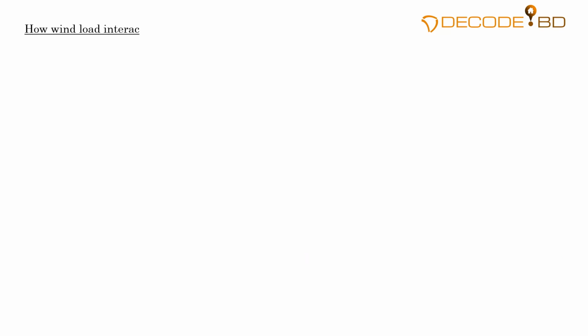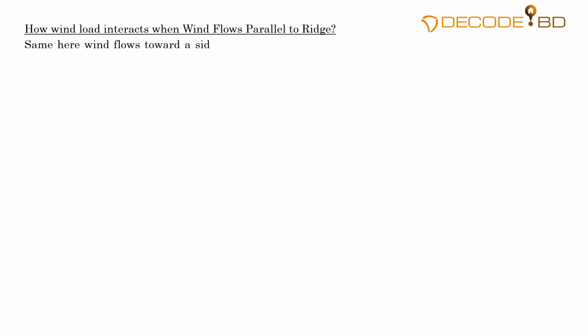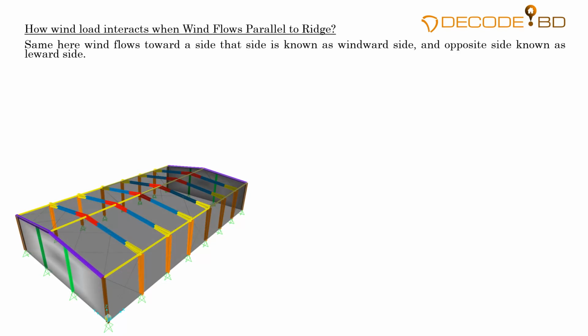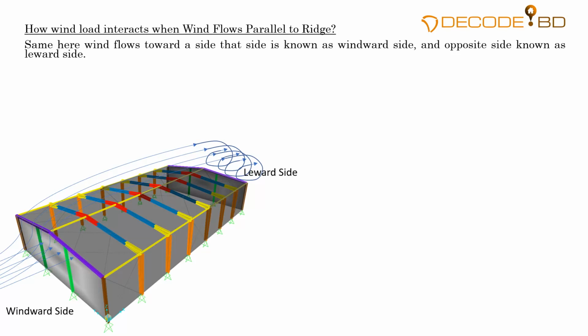Now, how does wind load interact when wind flows parallel to ridge? Same here, wind flows toward a side, that side is known as the windward side and the opposite side is known as the leeward side. Here you can see in the figure parallel to ridge. You may think, what is ridge? Ridge is the maximum position of the roof in a shed, that means this is the ridge line. So when wind flows parallel to ridge, as in the figure, this side will be the windward side and the opposite side will be the leeward side.